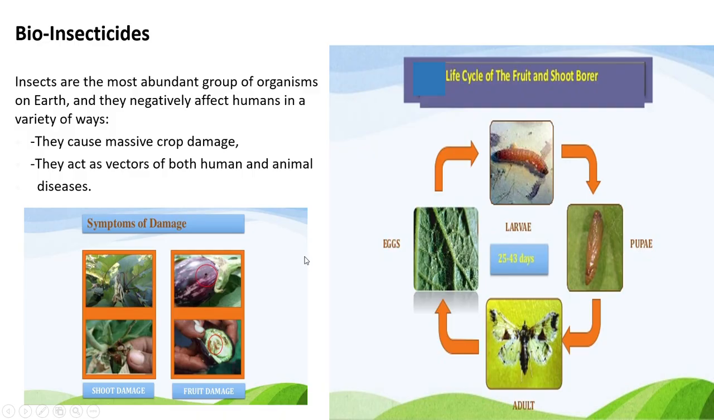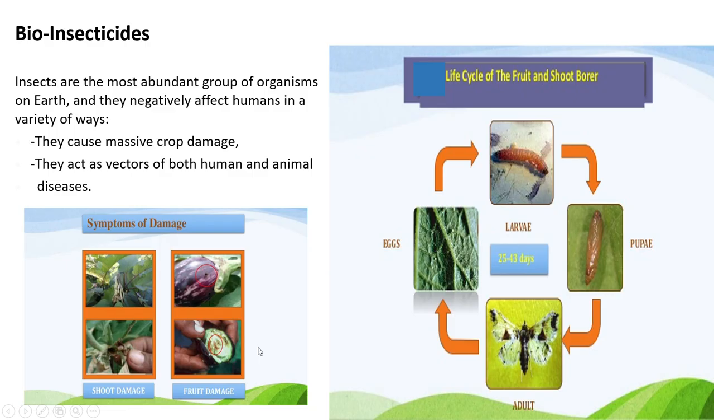So you can see that damage. They can damage the shoot, stem, leaves, or the fruit also. You can see the fruit damage also. So this causes extensive loss to the crop, as well as economic loss to the farmers.